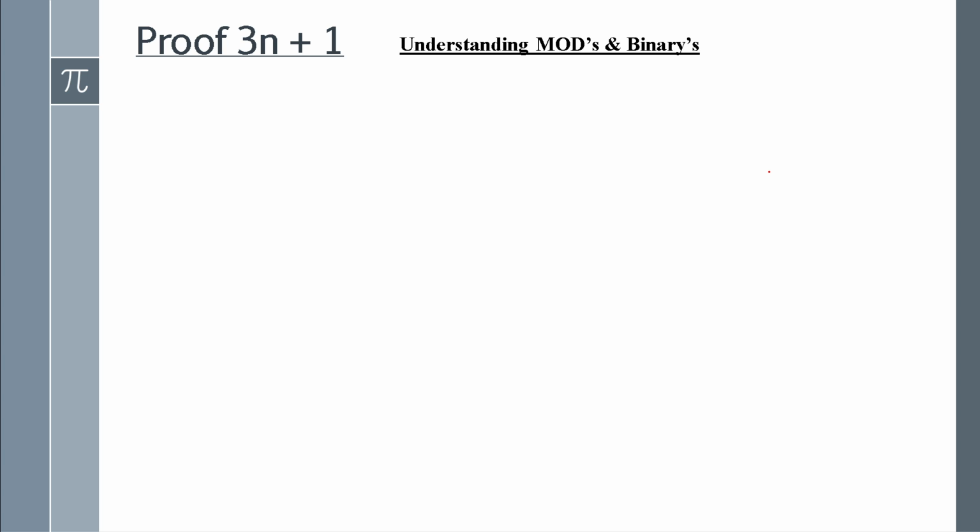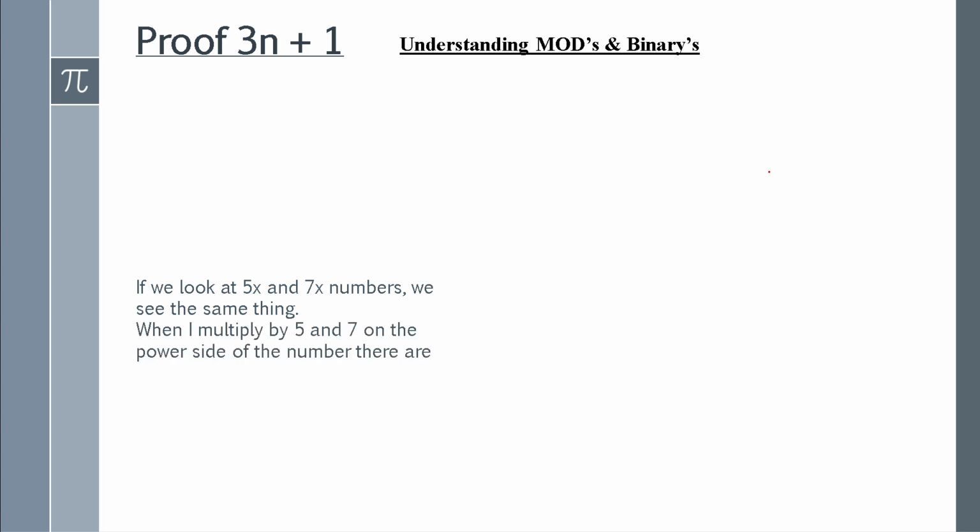And so, like I've showed, right, if we multiply by 2 and we move a 1 bit from the remainder side to the power side, we are doing a 2x plus 1 on the power side. And I showed you some 3x plus 1s on the power side. And so now I want to look at some 5x and 7x numbers. And we're going to see the same things. So when I multiply by 5 and 7, on the power side of the number there is a 5x plus 1, 7x plus 1 that happens.